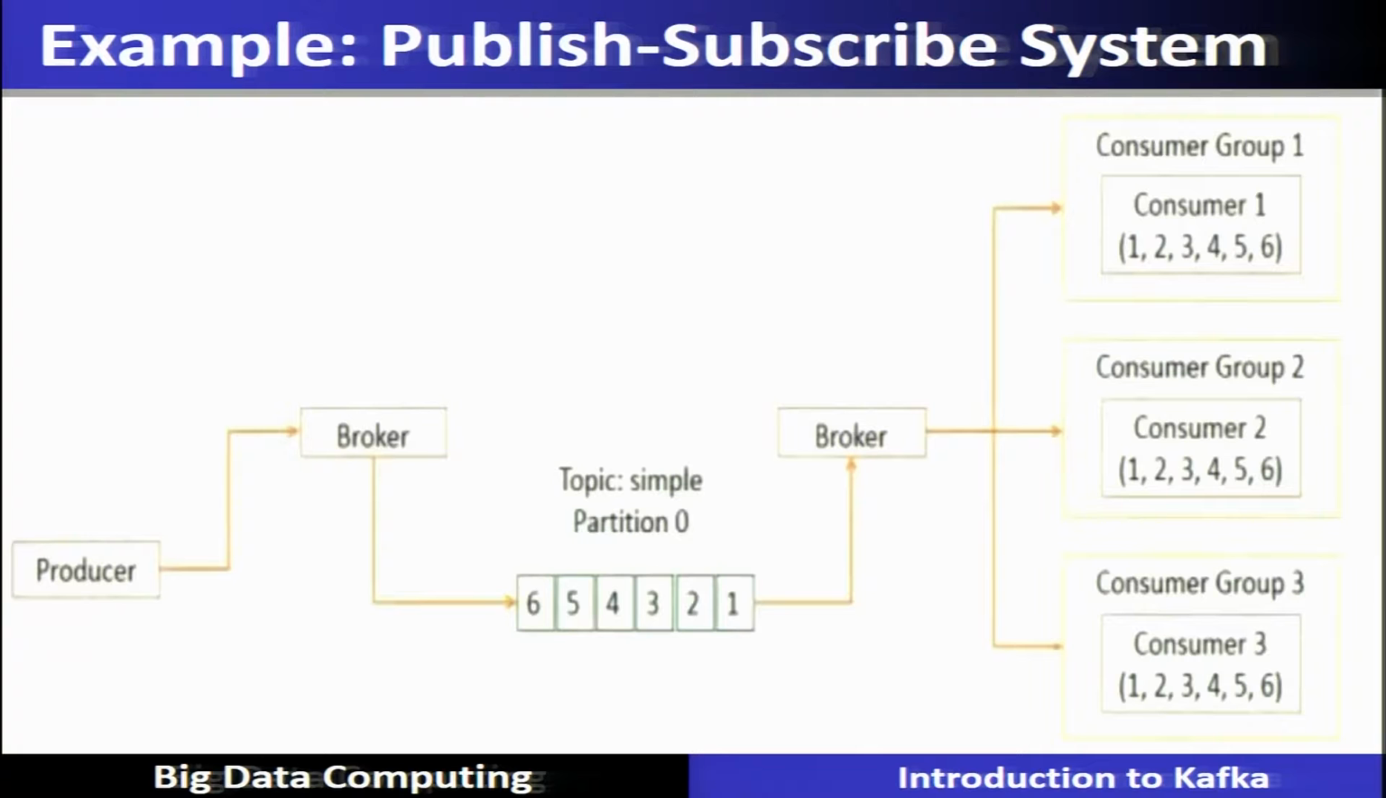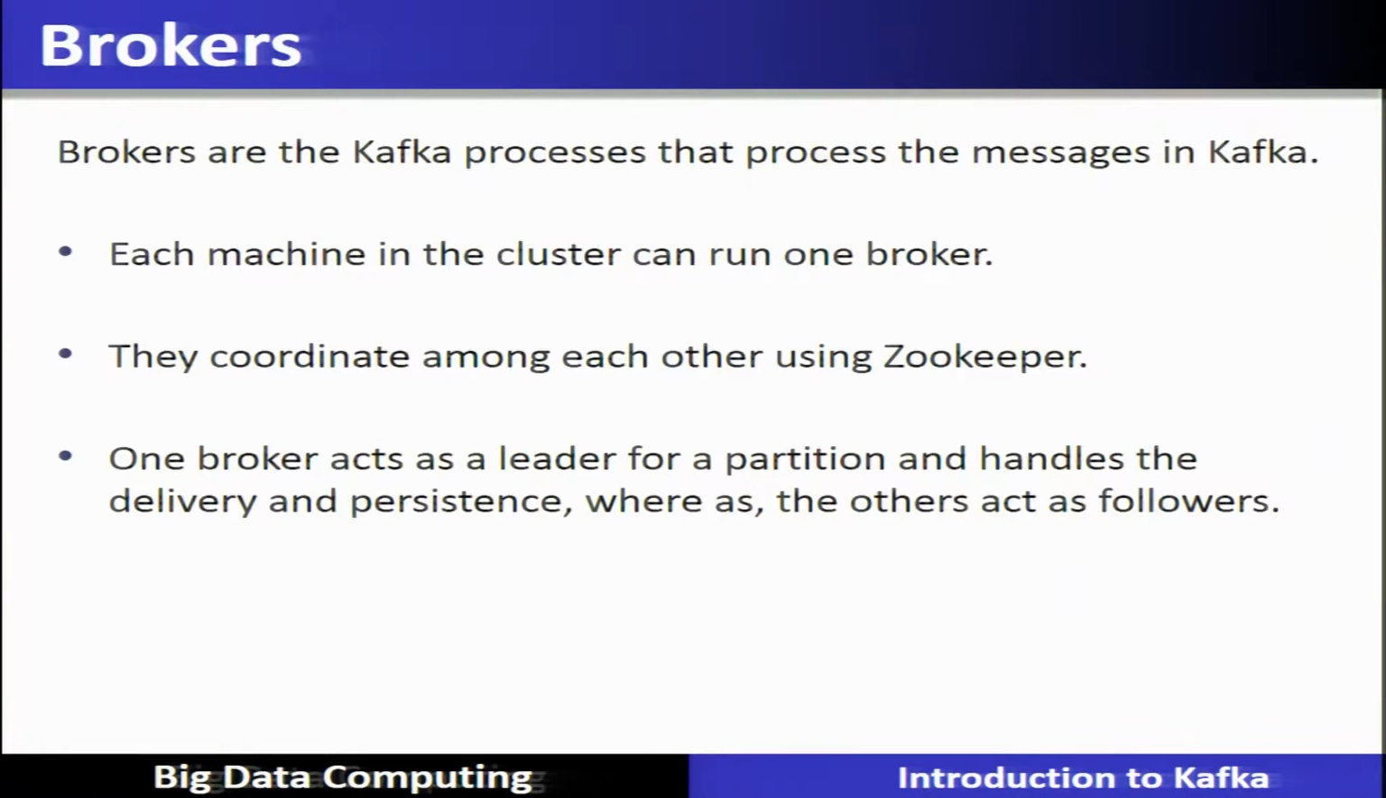Whereas in the publish subscribe system, every message is received by all these consumers. You see here in this publish subscribe system, messages 1, 2, 3, 4, 5, 6 are consumed in the same order by all the consumer groups.